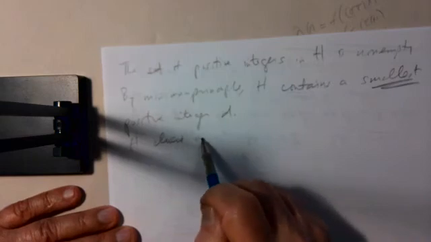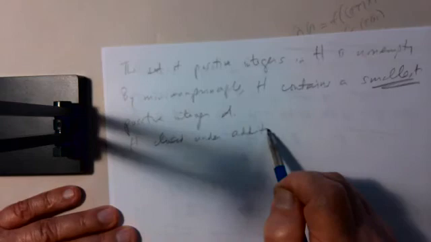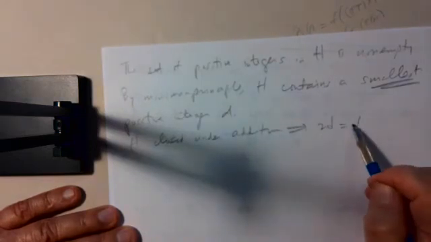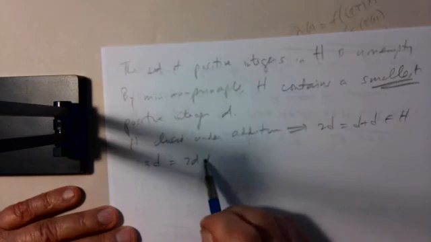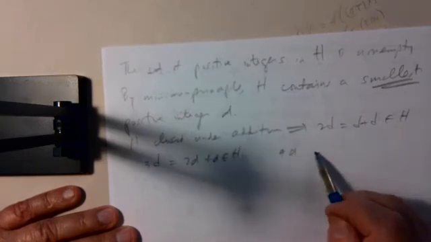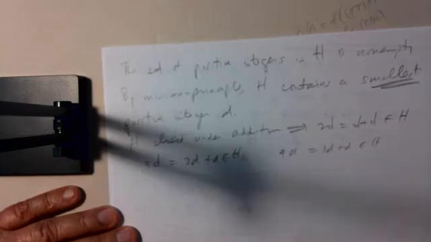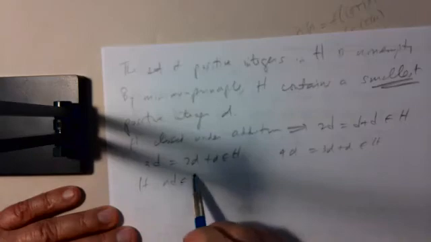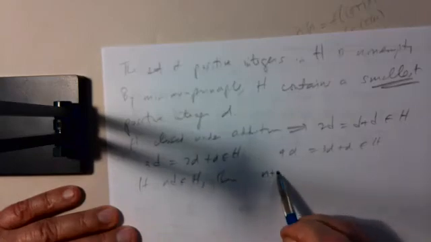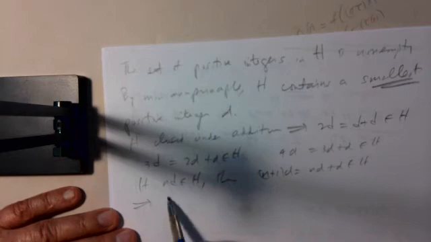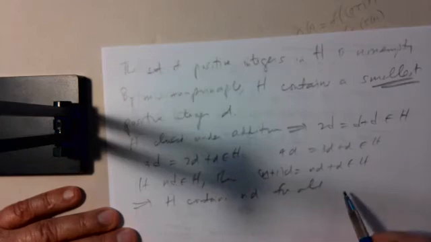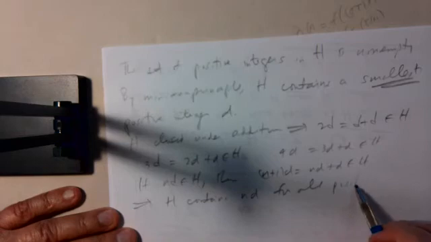So H is closed under addition, which means 2D, which is D plus D, is also in H. But then 3D, which is 2D plus D, is in H. And 4D, which is 3D plus D, is in H. And in general, if ND is in H, then N plus 1 D, which is ND plus D, is in H. So by induction, H contains ND for all positive integers N.